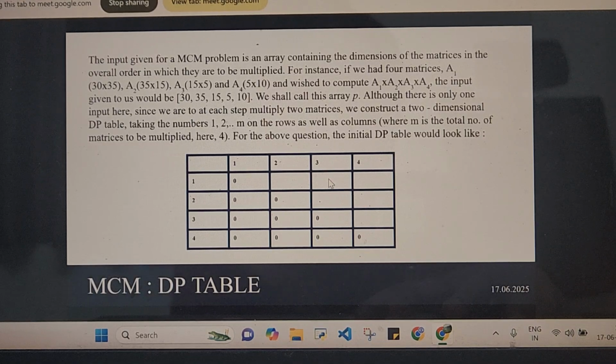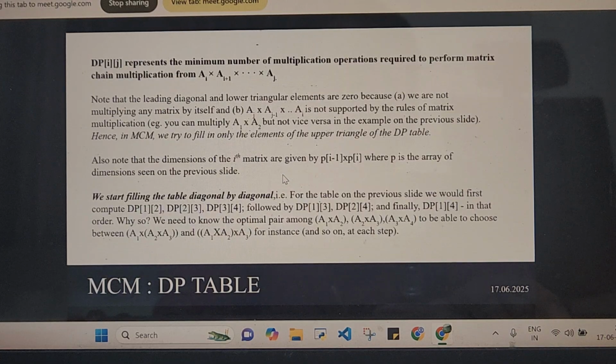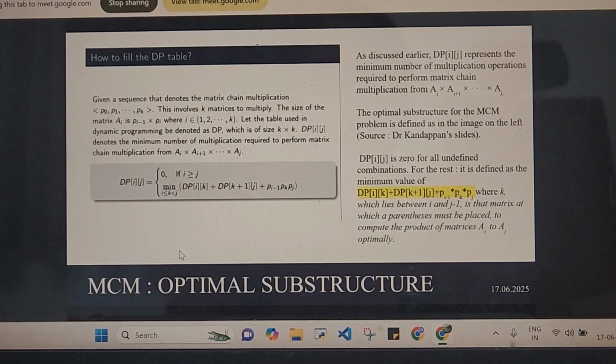Next, if you take this diagonal, 1 of 3, it's A1 times A2 times A3. This 2 of 4 is A2 into A3 into A4. So every element on this diagonal is going to be the product of three matrices, and this one finally will be the product of four matrices. So to know the minimum for four matrices, you need the values for three matrices, for which in turn you need the values for two matrices, which is why we start filling diagonal wise.